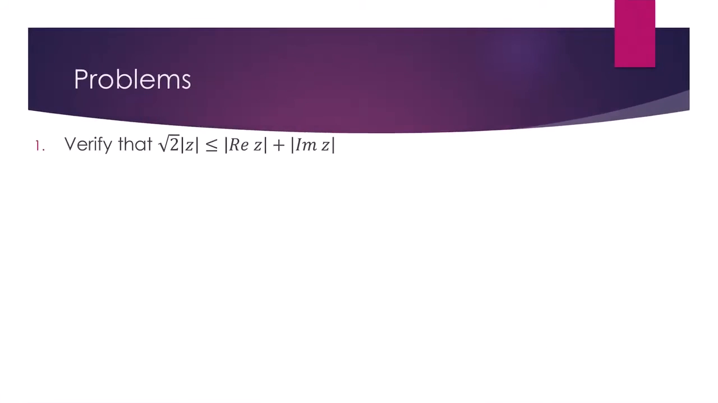Now we will discuss one problem. Verify that square root of 2 times mod z is greater than or equal to, so this is a typing error, this is greater than or equal to modulus of real part of z plus modulus of imaginary part of z. So how can we prove this?